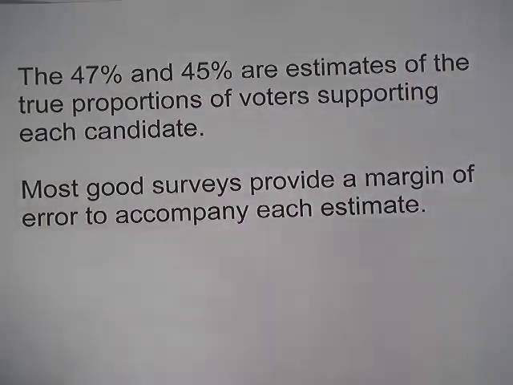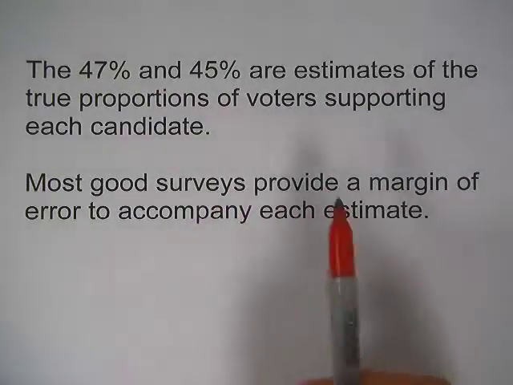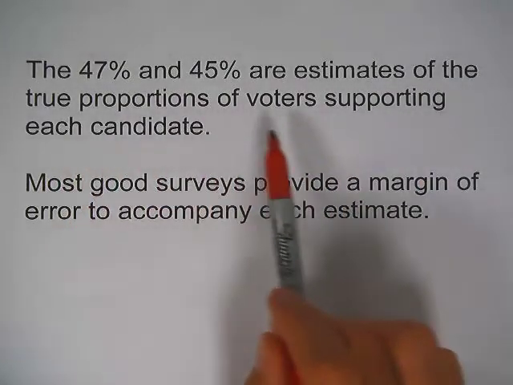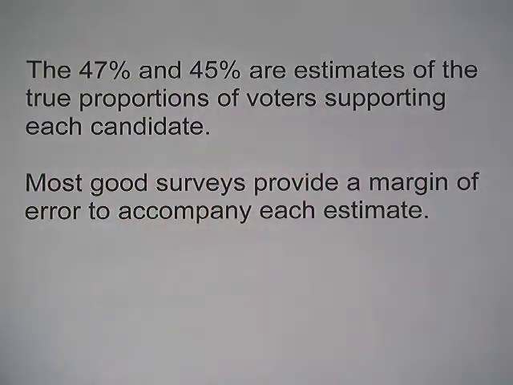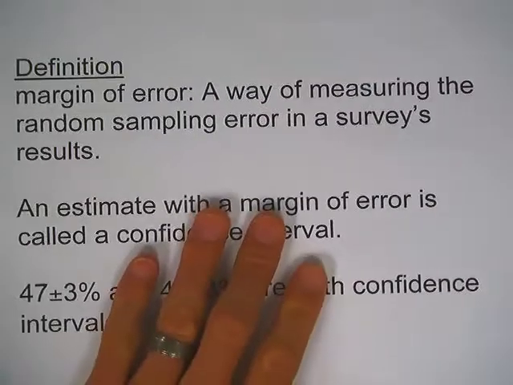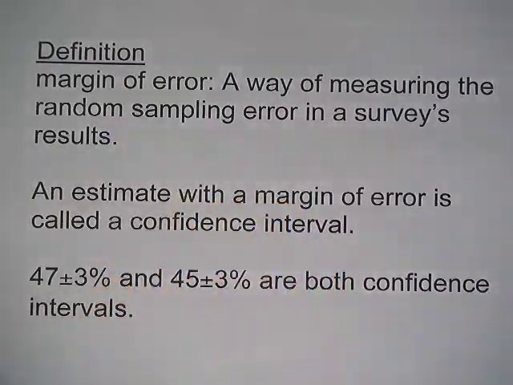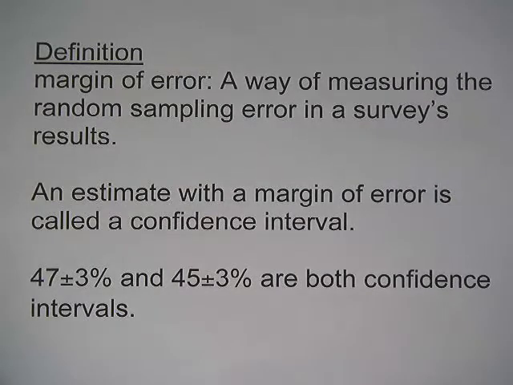The 47% and the 50% or 45% are estimates of the true proportions of voters supporting each candidate. Most good surveys provide a margin of error to accompany each estimate, like that one did. Okay, so the formal definition of margin of error is a way of measuring the random sampling error in a survey's results. An estimate with a margin of error is called a confidence interval.